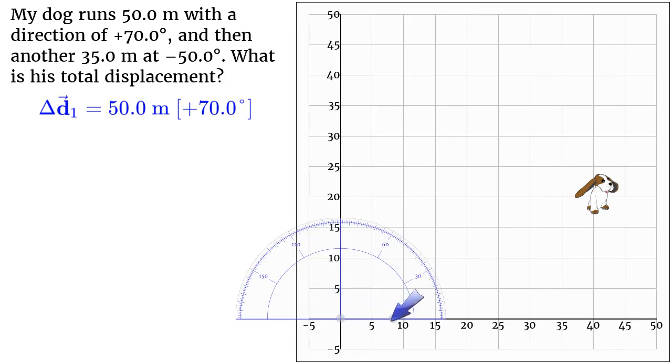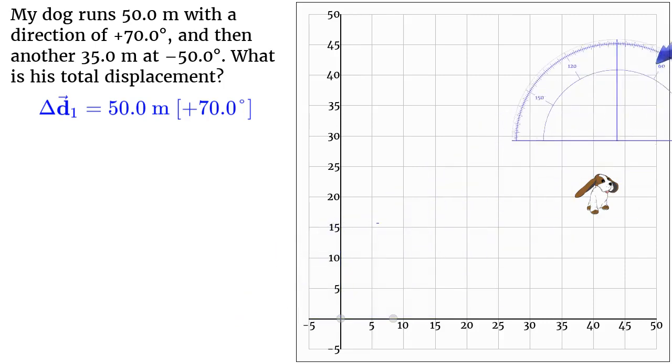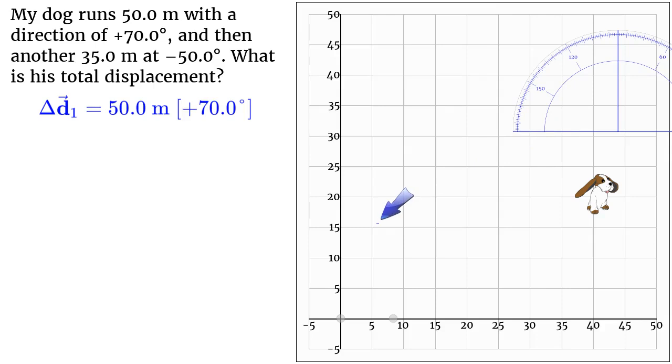So first I'm going to position my protractor right on the origin, which I'll take to be the starting position or the initial position of the dog. I'm going to measure out 70 degrees and I'm going to put a little mark so I know where 70 degrees is. Then, after moving my protractor out of the way, very lightly in pencil, I'm going to draw a line that shows the 70 degree direction.